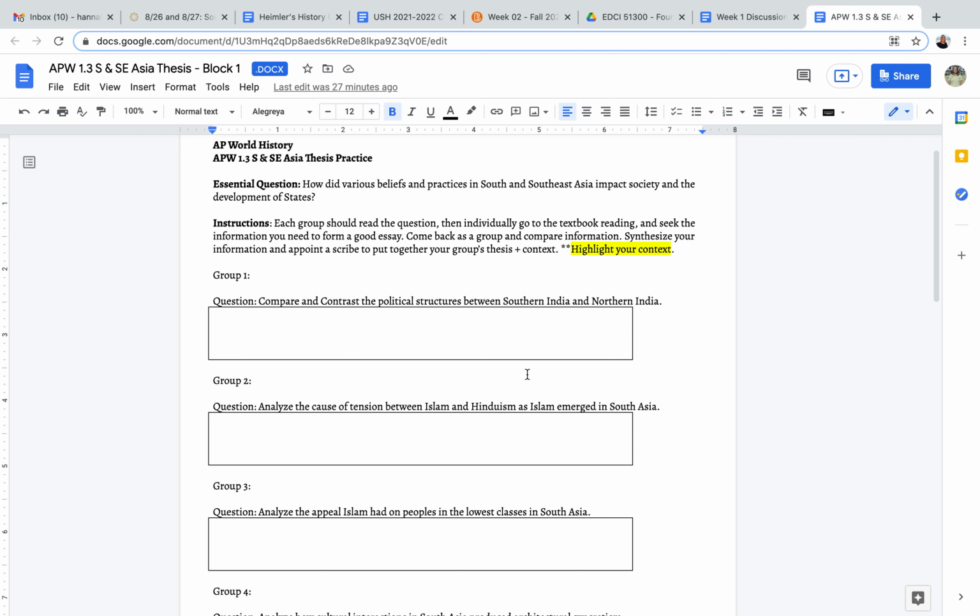This is just our first attempt at thesis practice and context practice, so do your best with your group to come up with a solid thesis and context, and we'll regroup next week.